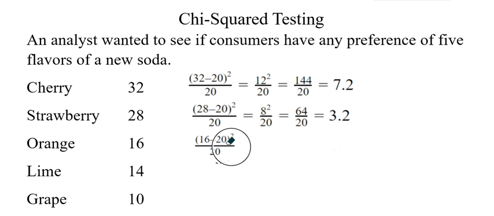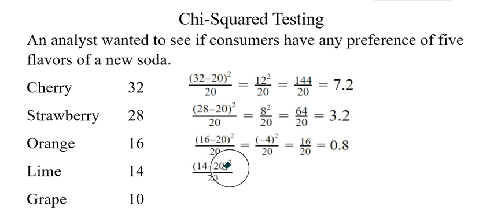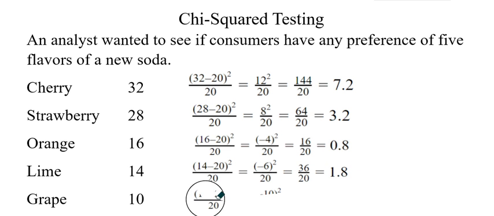16 minus 20 squared. Careful with this one. 16 minus 20 is negative 4. We square that, we get a positive 16 over 20, or 0.8. And in fact, because we're squaring, all of these numbers will always be positive. If we plug 14 in there, 14 minus 20 squared, we get negative 6 squared over 20, or 36 over 20, or 1.8. And we do that same calculation for that last number, and we get a value of 5.